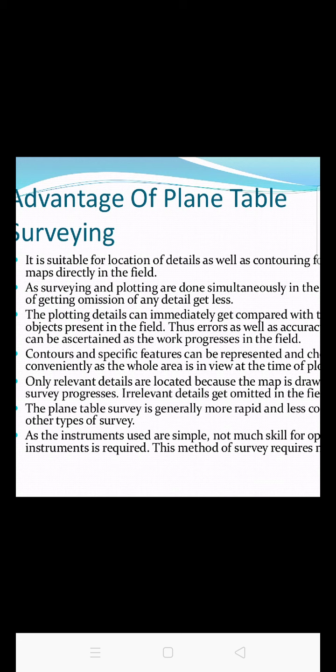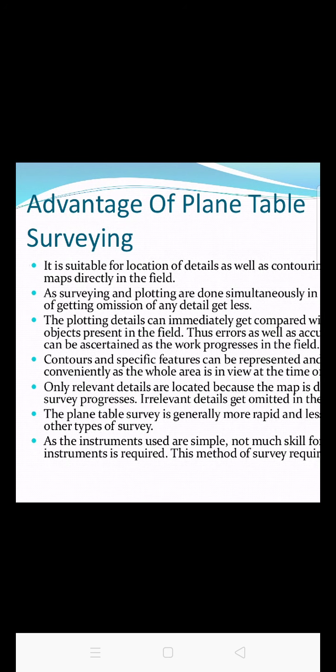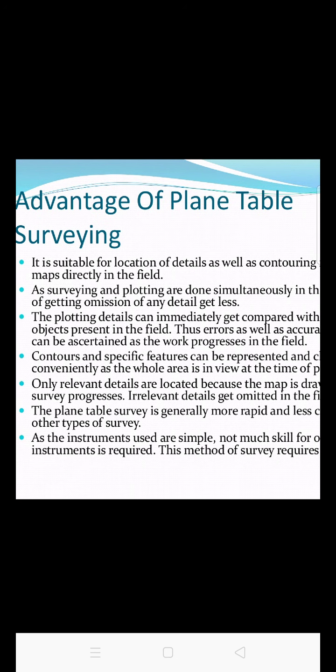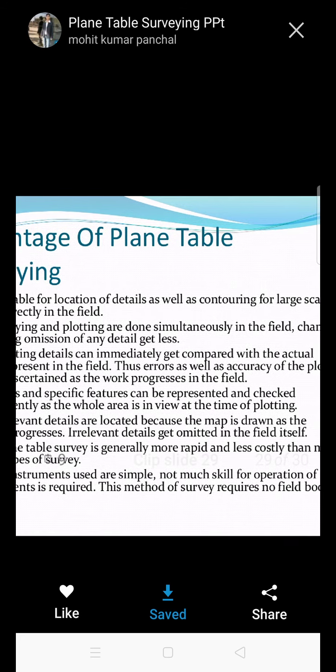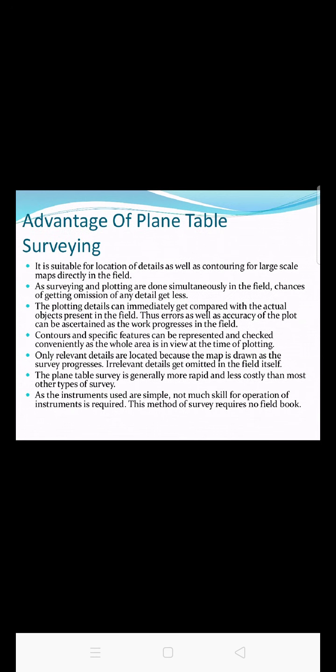The second advantage is that whatever the plotted details are, you can compare them in the field. If there is any error, you can correct that error in the field itself. It is suitable for the location of detail as well as contouring for large scale. For drawing the contour map on the field directly, the plane table survey can be used. No greater skill is required, and this is the next advantage of plane table surveying.